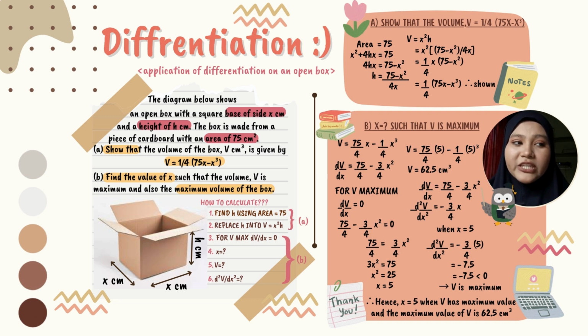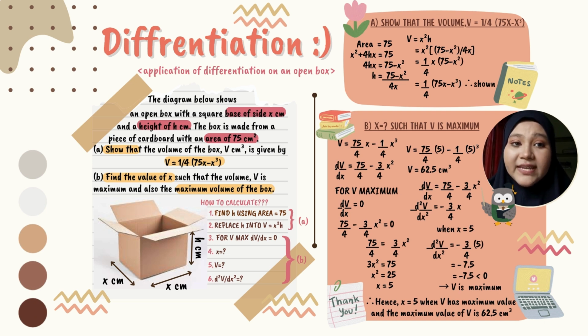For question B, we need to find the value of x such that the volume V is maximum, and also the maximum volume of the box. For this, we find the maximum V using dV over dx equals 0 to find the x value. When we get the x value, which is 5, we replace it into V equals 1 over 4 times (75x minus x cubed), which gives V equals 62.5 centimeter cube.